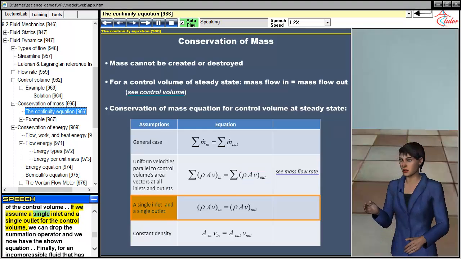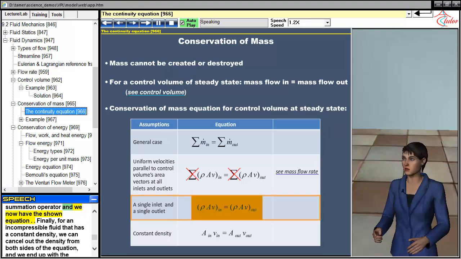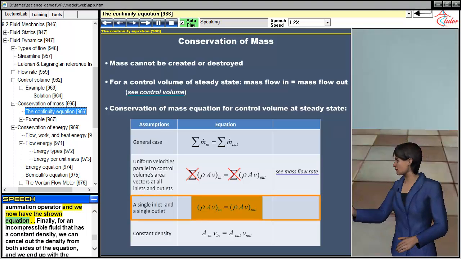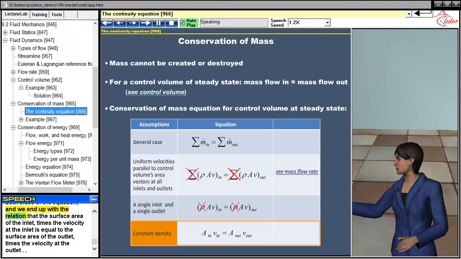If we assume a single inlet and a single outlet for the control volume, we can drop the summation operator, and we now have the shown equation. Finally, for an incompressible fluid that has a constant density, we can cancel out the density from both sides of the equation, and we end up with the relation that the surface area of the inlet times the velocity at the inlet is equal to the surface area of the outlet times the velocity at the outlet.